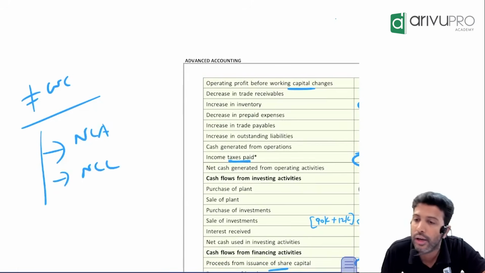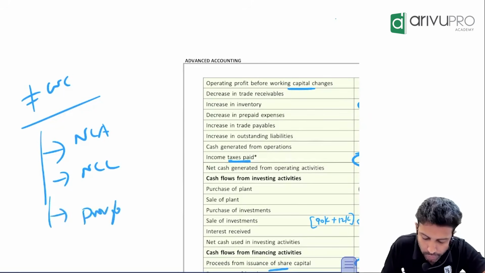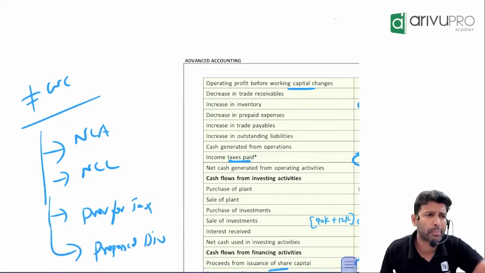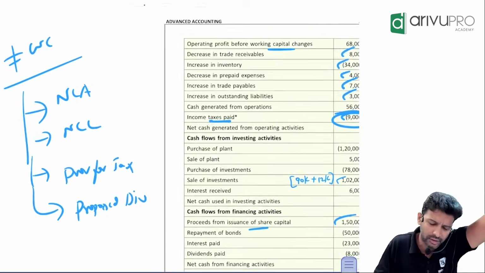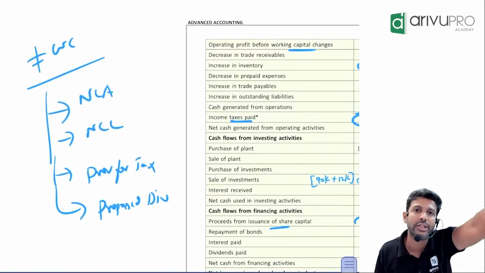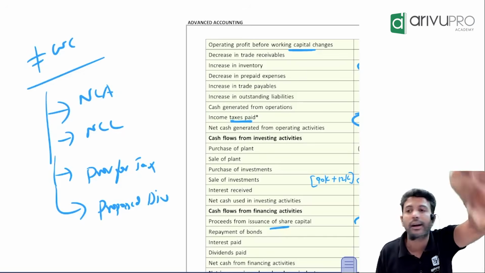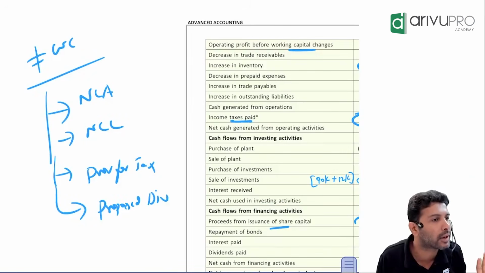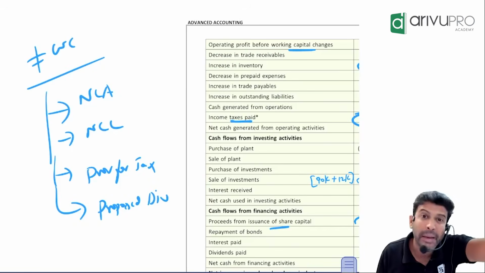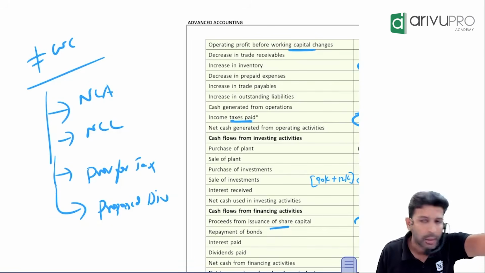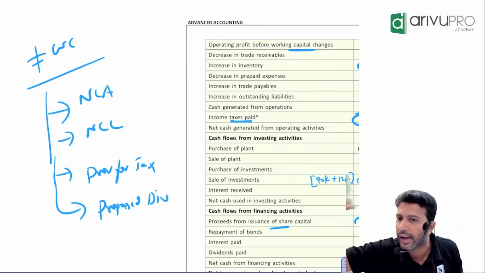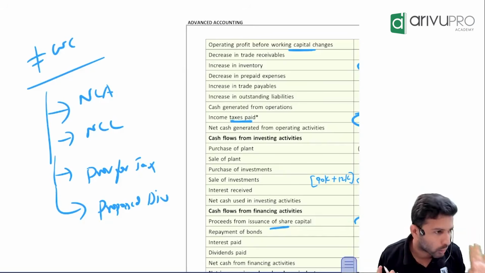Non-current assets, non-current liabilities, provision for tax as well as your dividend. You can call it by whatever name: proposed dividend, final dividend, dividend payable. These will never come under working capital changes. Other operational current assets and operational current liabilities will come under working capital changes. Example: debtors, bills receivable, prepaid expenses, creditors, bills payable, outstanding expenses, inventory. These are some of the components of working capital changes, if you want it as a formula.